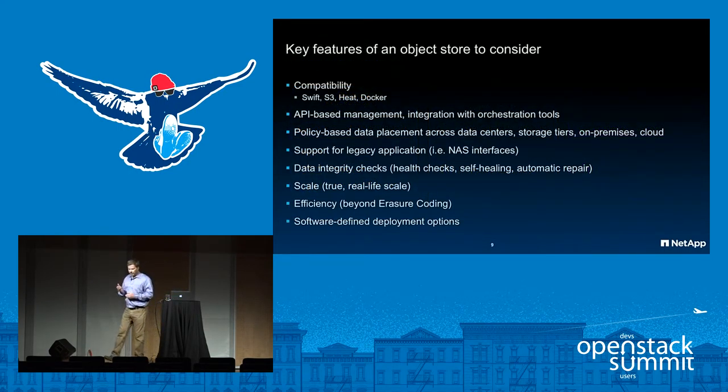So when you're thinking about an object store, there are some things to consider. One is, of course, compatibility. Do you need S3? Do you need Swift? Do you want to orchestrate with Heat? Do you want to deploy using Docker? Things like that. You want to make sure that the product you're choosing can be managed completely through APIs. Because, yes, the graphical user interface is important, but the fact is that most people want to control a large distributed object store through APIs. It makes it easier, especially if you're a service provider or a large enterprise.